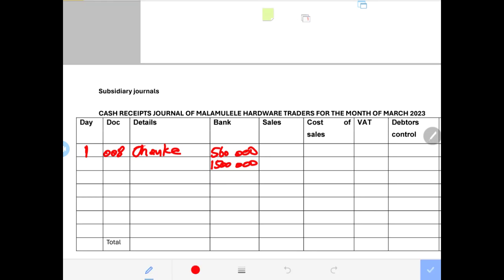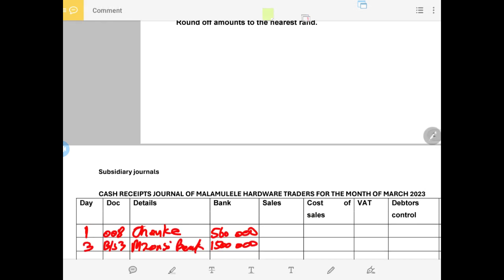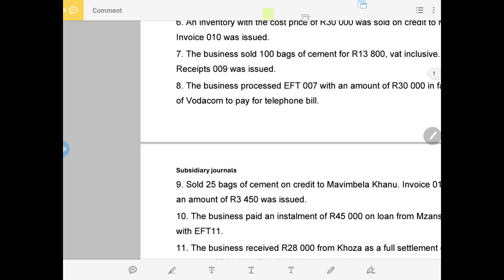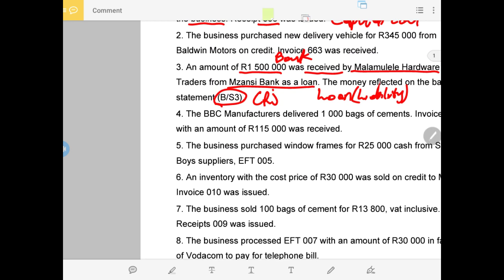This was transaction number 3, if I still remember well. Then we also had a source document, bank statement number 3, BS3. This loan is from Mzansi Bank. Mzansi Bank gave us the loan. So that was transaction number 3. We go to transaction number 4.